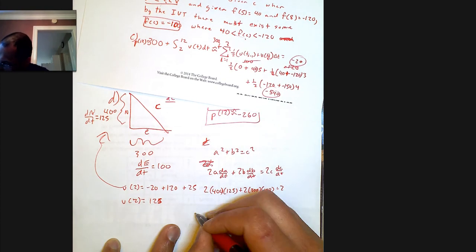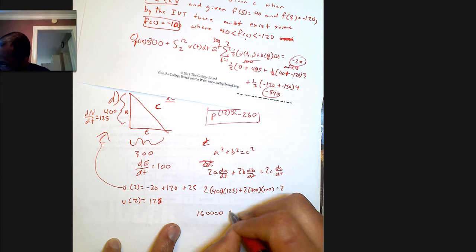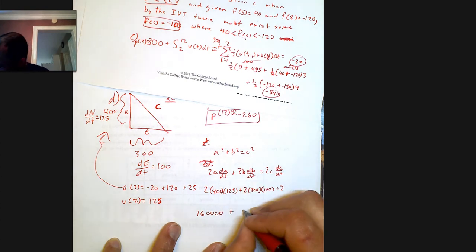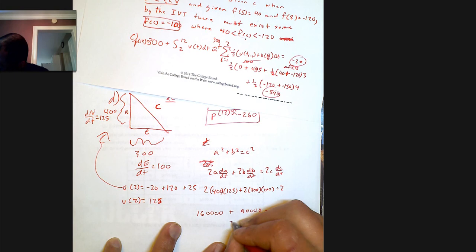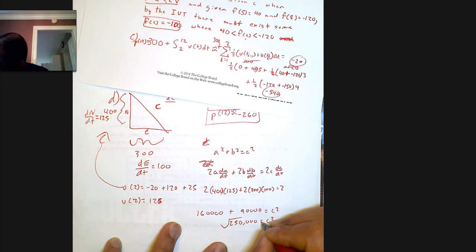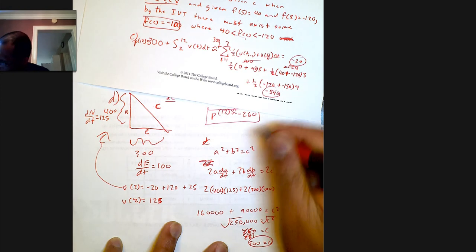So 400 squared is 160,000, plus non-calculator, really? Oh, 300 squared is 90,000, equals c squared. So that's 250,000. Oh, they're so sneaky. Square root, c equals 250? Wait, 250,000, 250 times 250? No, that'd be 500. Yeah, 500. So c equals 500.